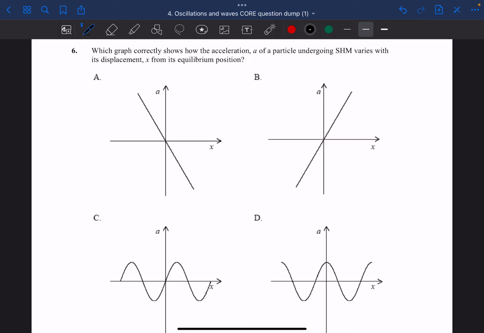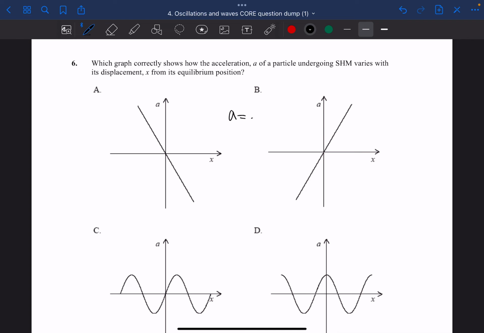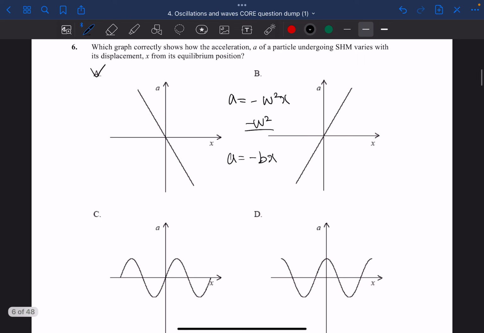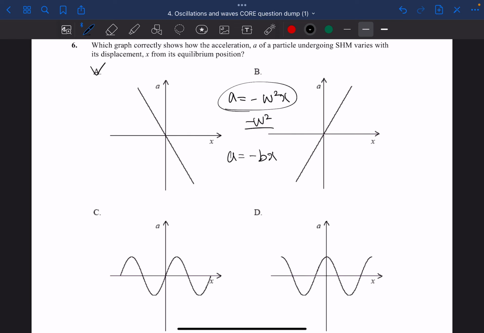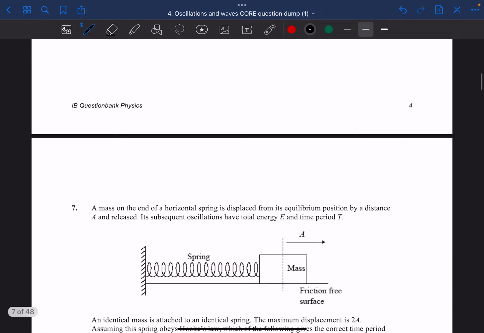By using the same equation we used above, a equals negative omega squared x. So omega squared here would be a constant, so it can be just written as a equals minus bx, which is the graph for A. This equation is in subtopic 9.1 in the data booklet. So yeah.